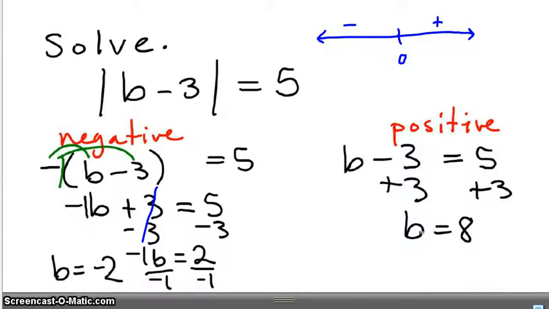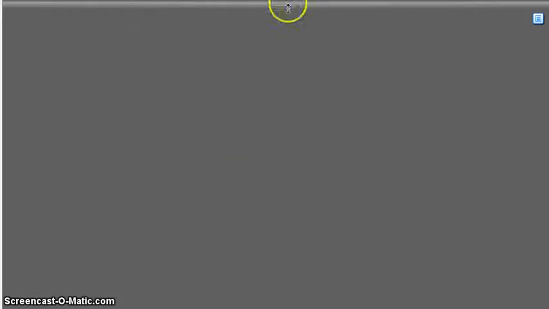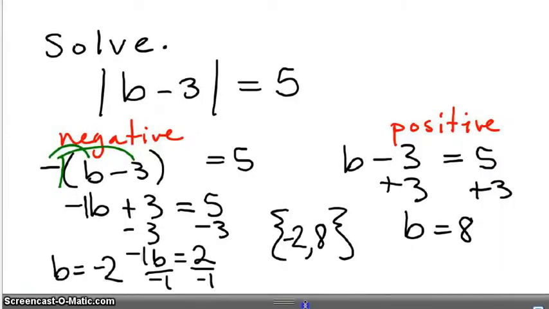So my answer is the solution set right here, a solution set of -2 and 8. Here's the -2 I got, and here's the 8 I got. All right, so I need a negative case and a positive case. The opposite of this expression equals my 5, and just this straightforward expression equals this 5. So let's see another one.